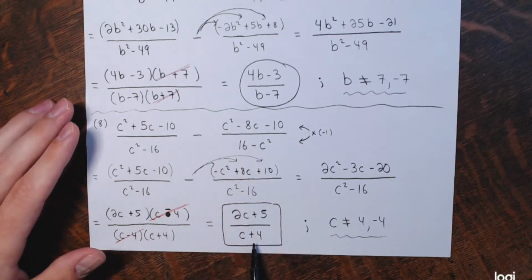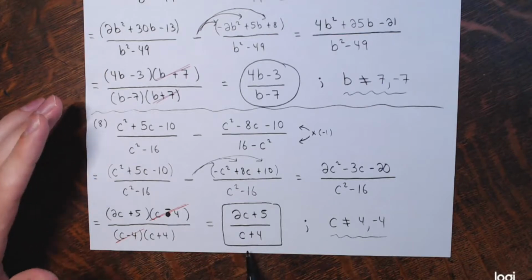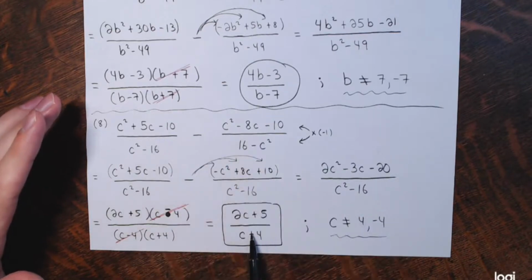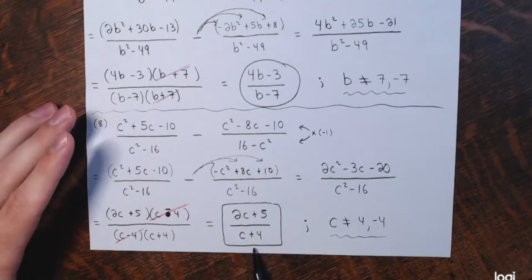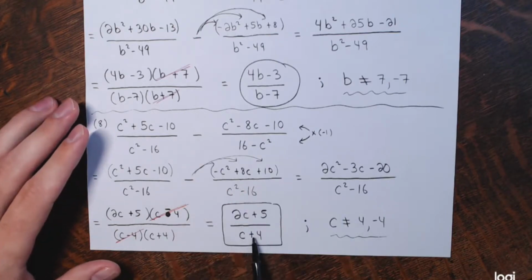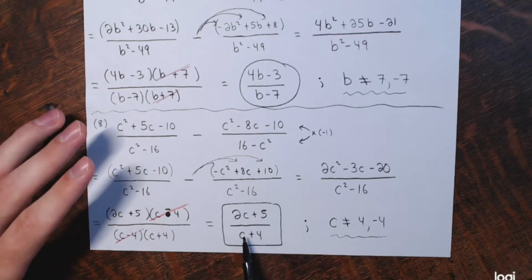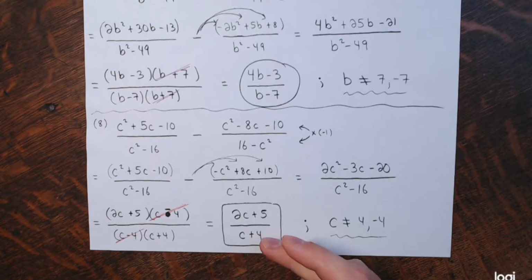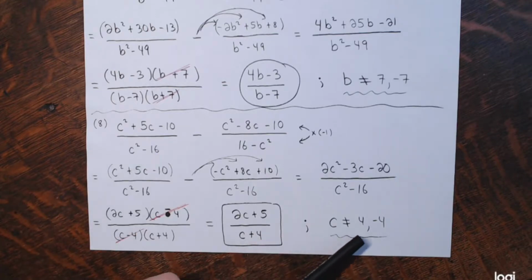So check it out. If I were to replace c with 0 in the original, and replace c with 0 here, both of them should end up with a value of 5/4. Replace c with 1 in the original and the final, and both of them should end up with a value of 7/5. And again, I leave it to you to plug in different values of c to test it out and make sure your final expression is always the same value as the original, just so long as c is not 4 or negative 4.